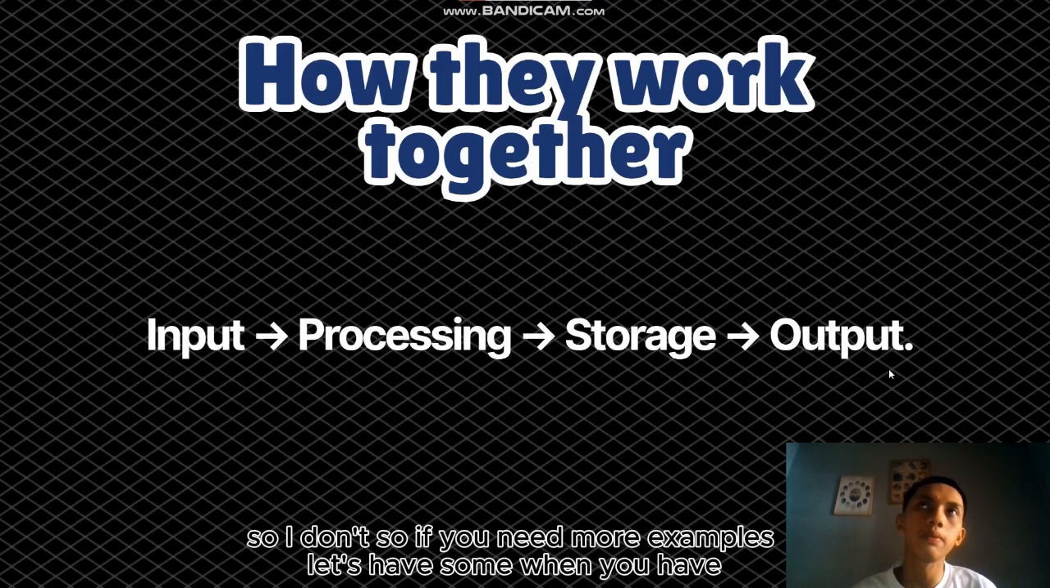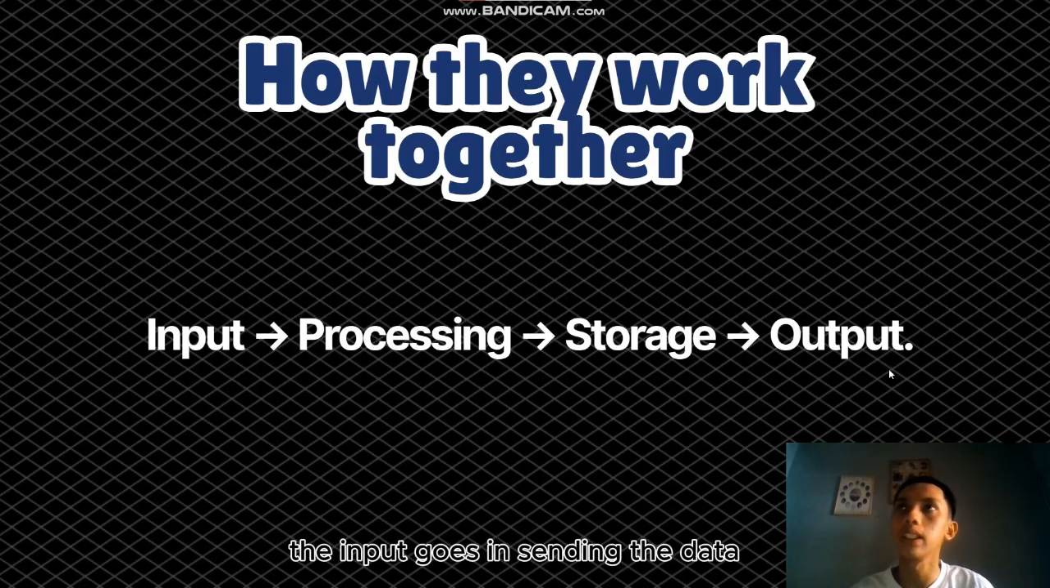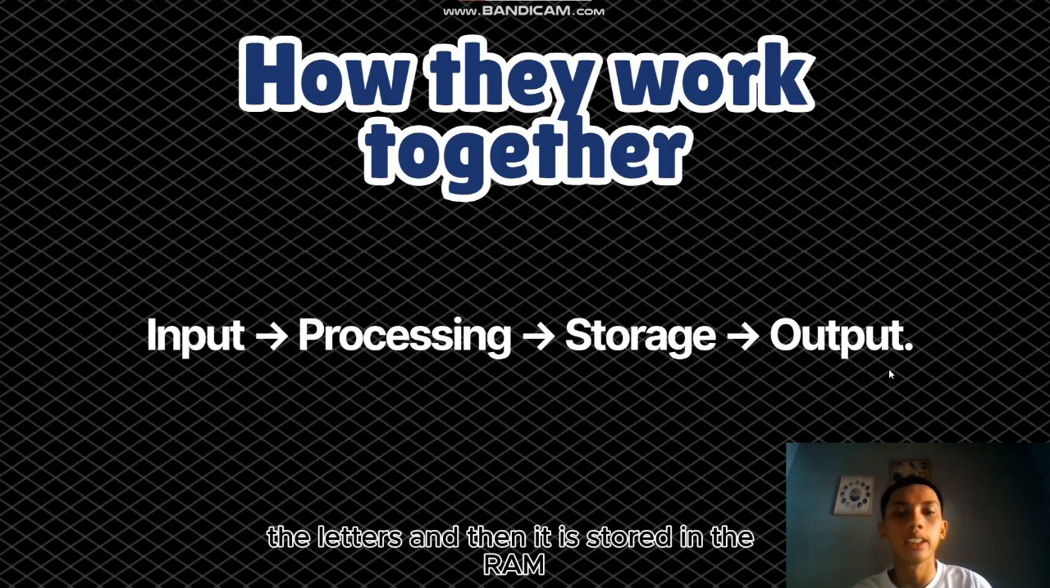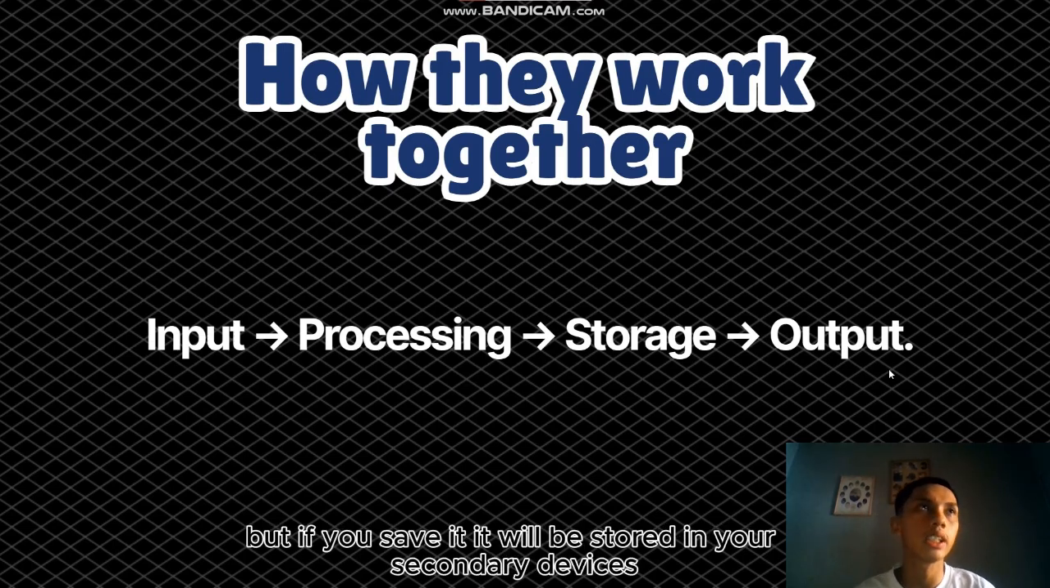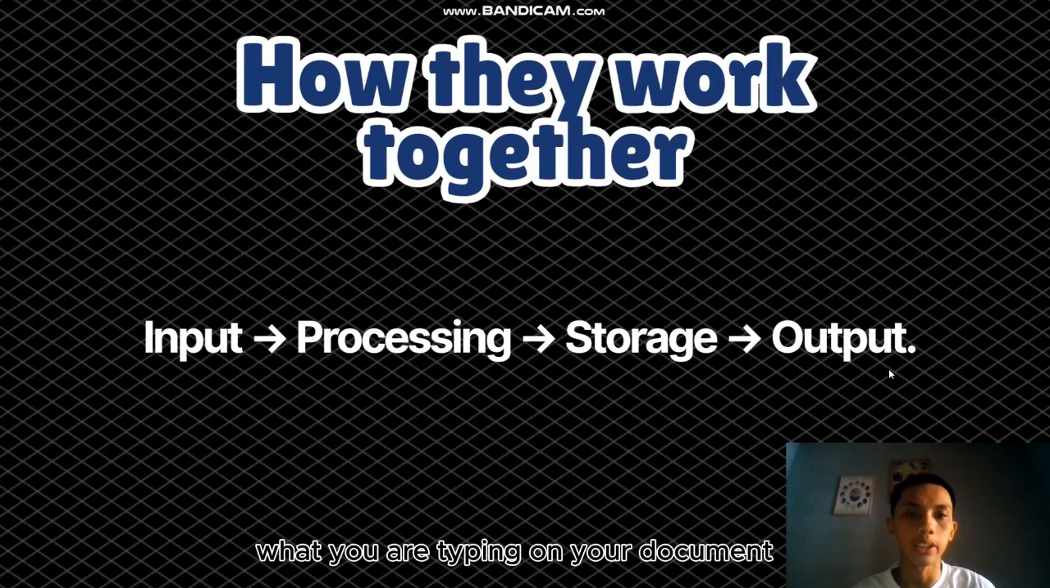If you need more examples, let's have some. Let's say you type a sentence in your Word document. The input goes in, sending the data, the letters, and then it is stored in the RAM. But if you save it, it will be stored in your secondary storage. While that is working, you can already see what you are typing on your document.